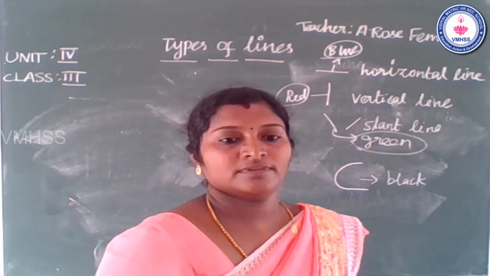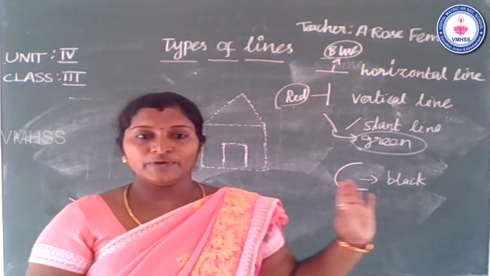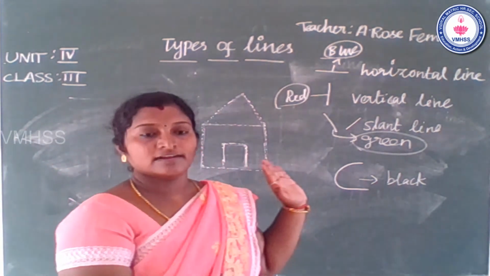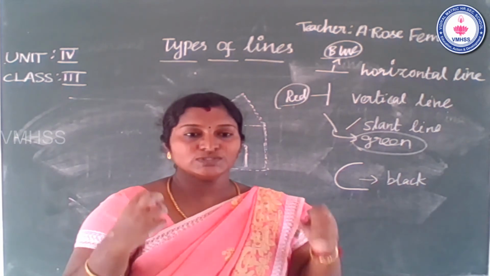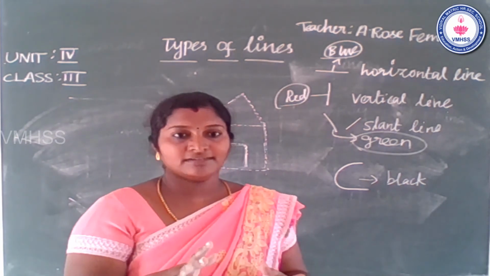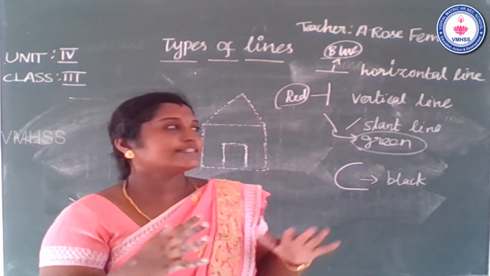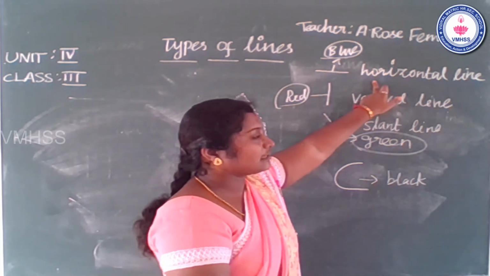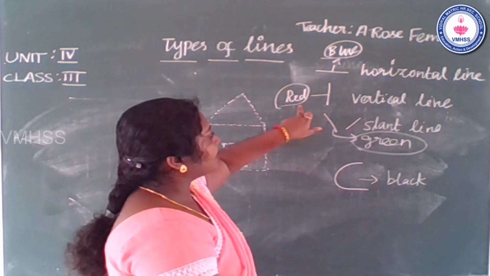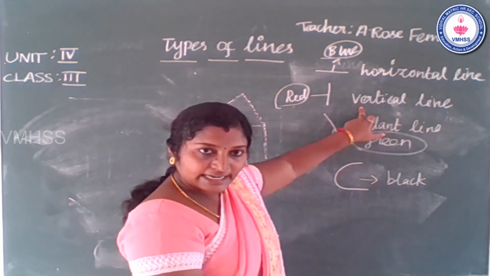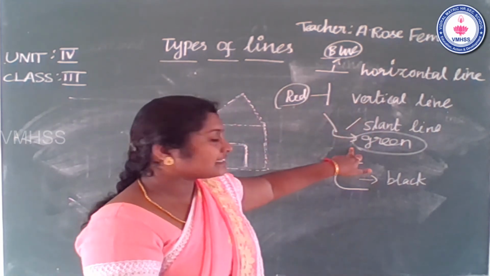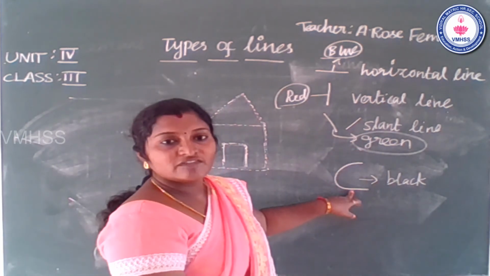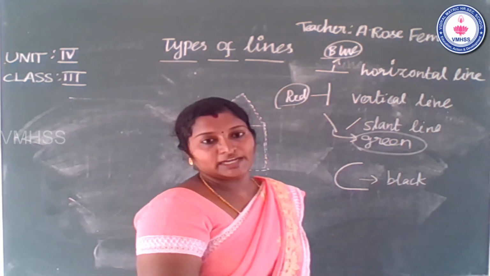Students, do you understand? First, you identify which line it is. Second, you choose the color and match the lines. Blue color you draw horizontal lines only, red color you draw vertical lines only, and slant lines you draw in green color. Next, curved lines are drawn in black color only.